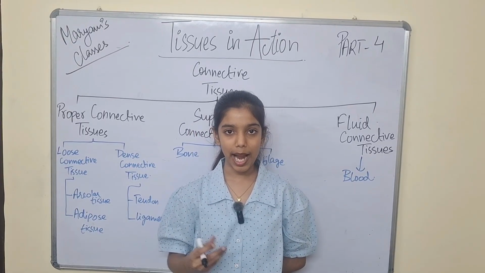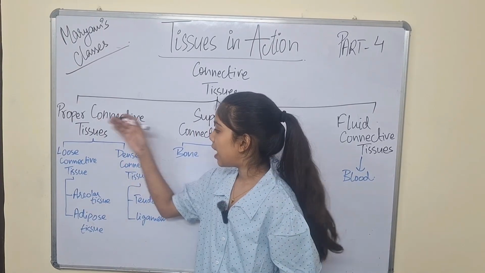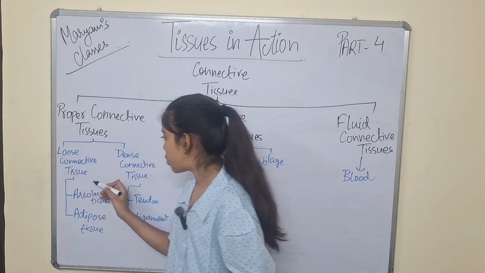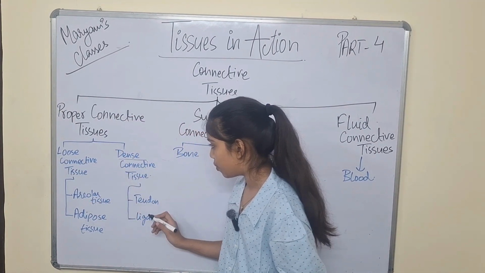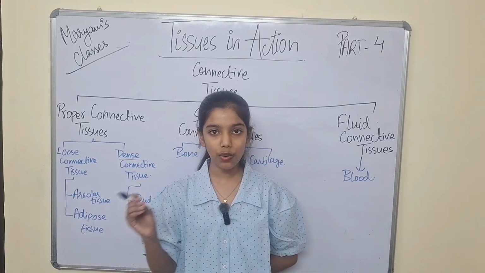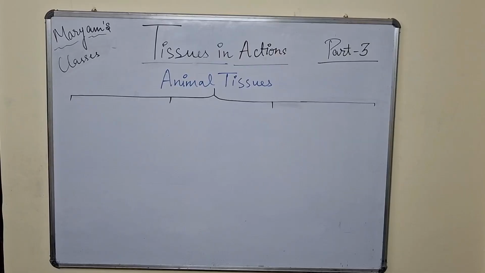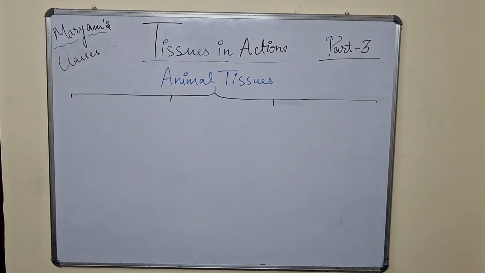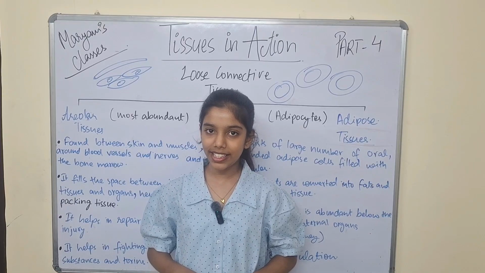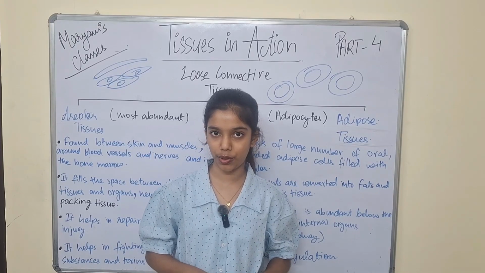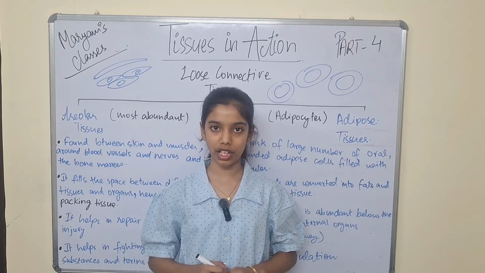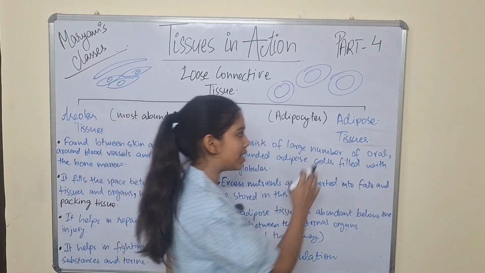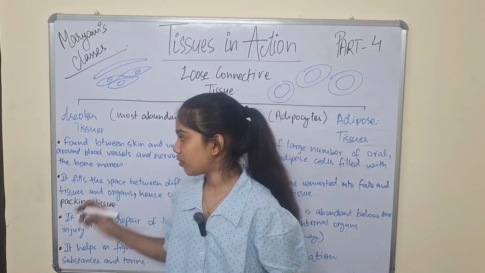Let's understand the types of proper connective tissues. There are two types of proper connective tissues. First is loose connective tissues, second is dense connective tissues. Let's understand loose connective tissues in detail. Let's understand the types of loose connective tissues. There are two types of loose connective tissues. First is areolar tissues, second is adipose tissues.